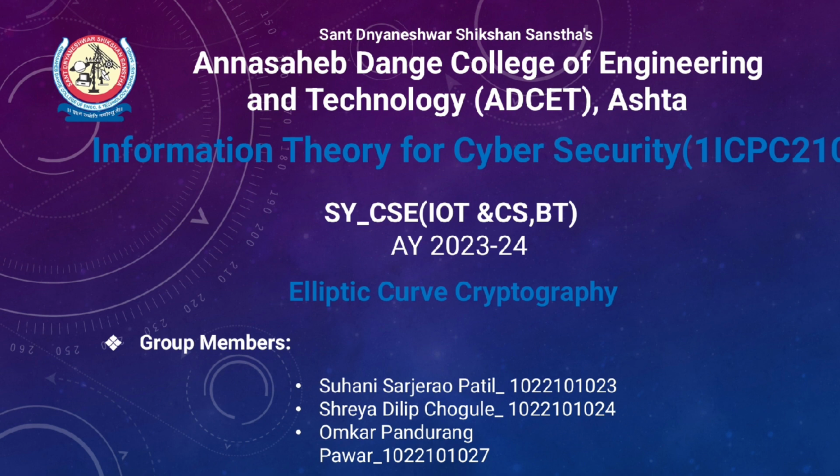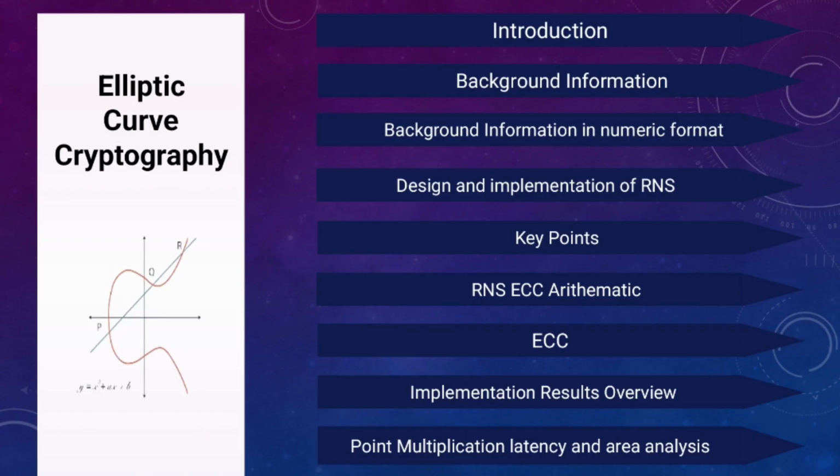First of all, we got the information on elliptical cryptography from the abstract paper. That is, we got the introduction part, background information of elliptical cryptography, and design and implementation of RNS. RNS is the residue number system. We got the key points: RNS arithmetic and elliptical cryptography arithmetic. We got the last 2 points, that is the implementation results overview and the area analysis of point multiplication latency.